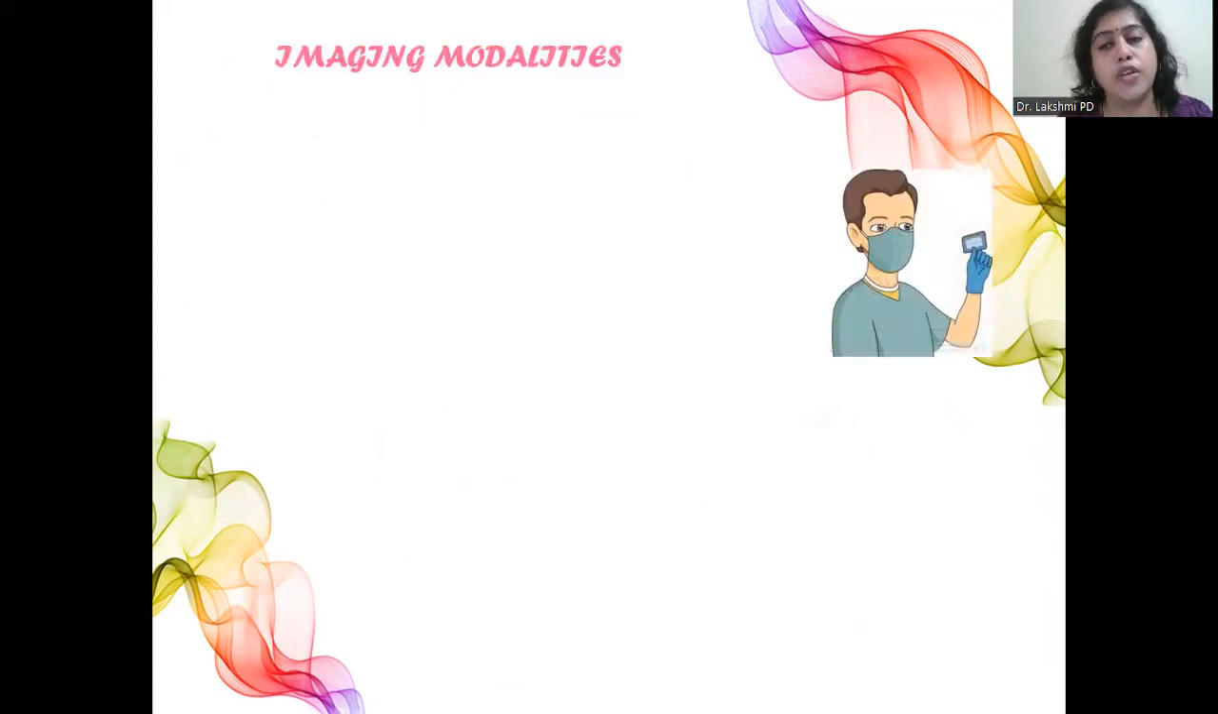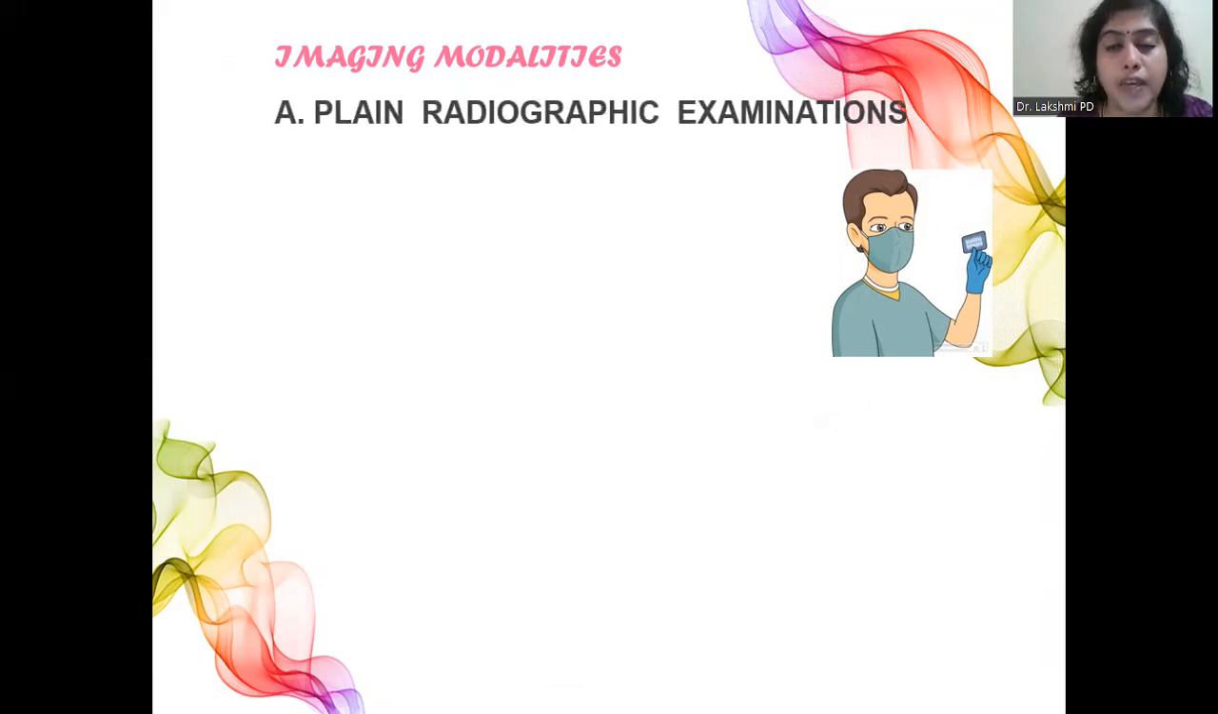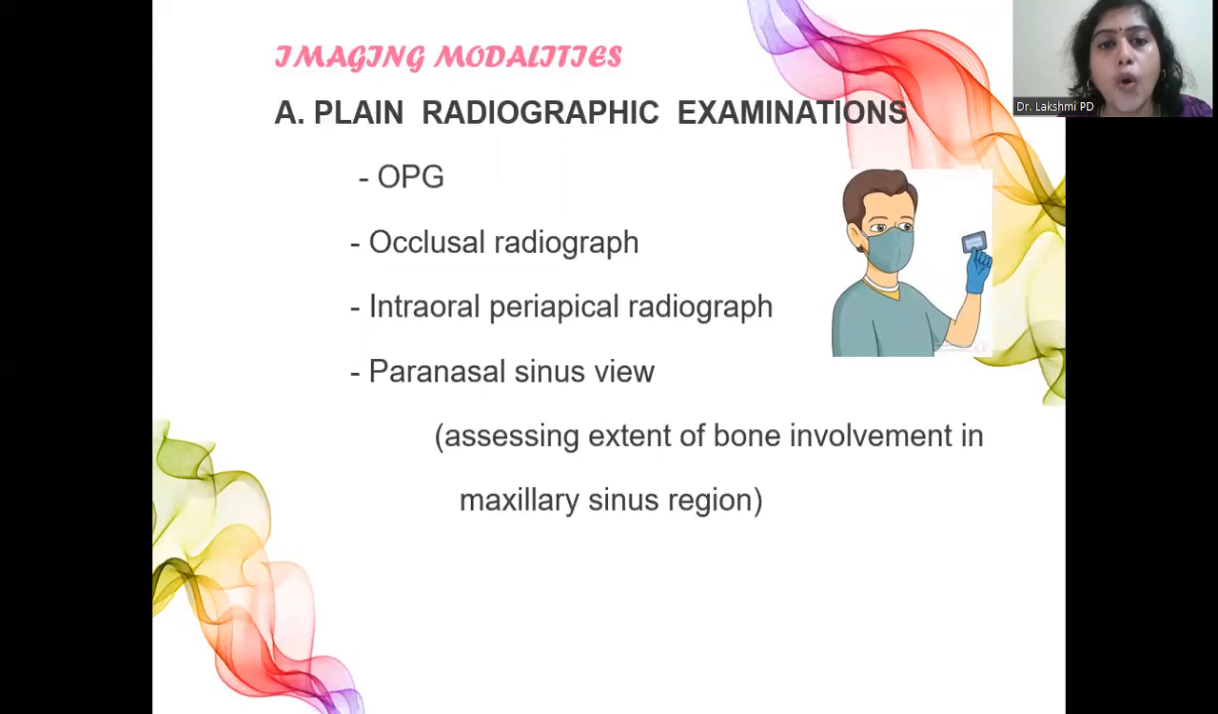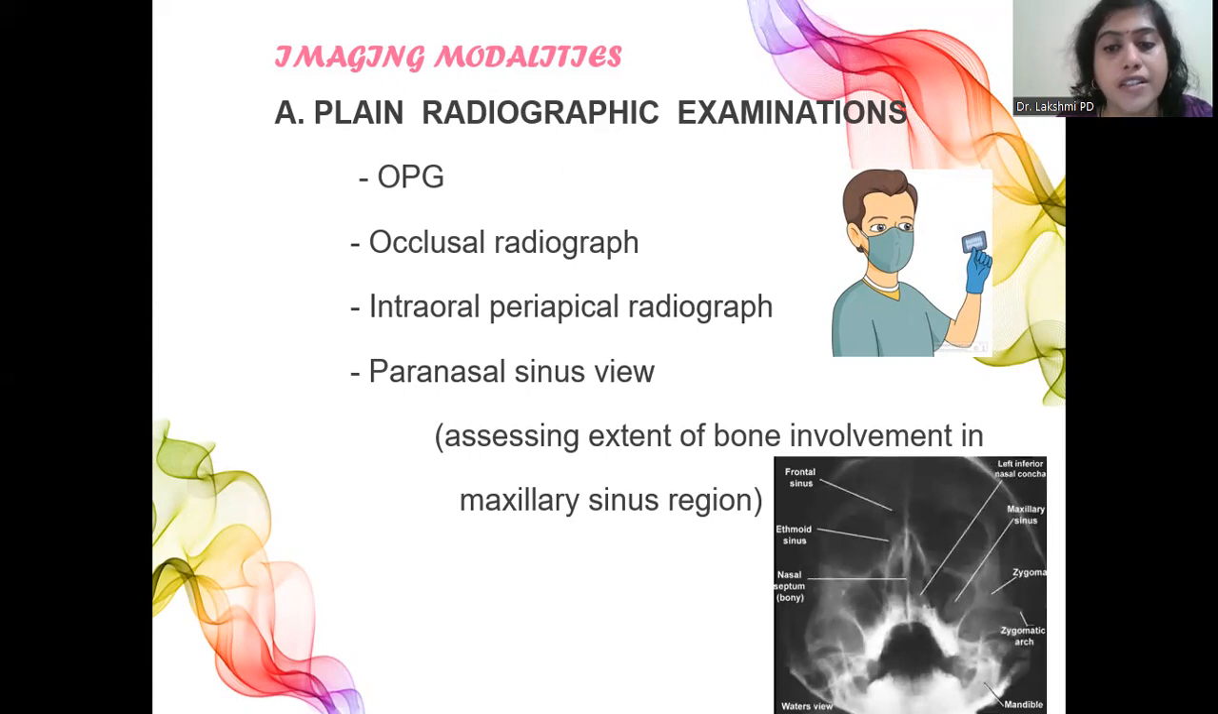So moving on to the imaging modalities. Imaging modalities should always be the first line of investigation because they are one of the most easily accessible modalities for investigation, and they are painless and bloodless also. Kindly always keep in mind, you should always start with a plain radiographic examination before you advise a patient for a CT, PET CT or anything. Kindly go for confirming at least your suspicion on a plain radiograph such as your OPG, occlusal radiograph, intraoral periapical radiographs, etc. Among these, an extraoral technique of paranasal sinus view is good in assessing the extent of any bone involvement in the maxillary sinus region.